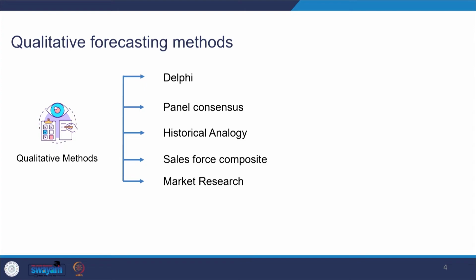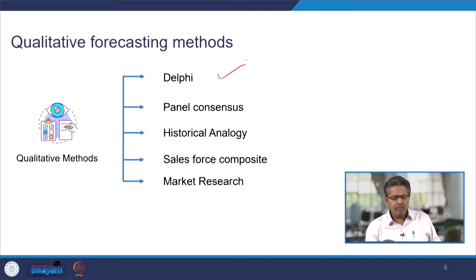There are 5 methods which we will be largely discussing. The 5 methods that we are going to discuss are: first the Delphi method, then we will talk about the panel consensus method, historical analogy, Salesforce composite and market research. So, let us see what these techniques talk about. All of them, we know, are qualitative methods. Let us start with the first method, which is Delphi.